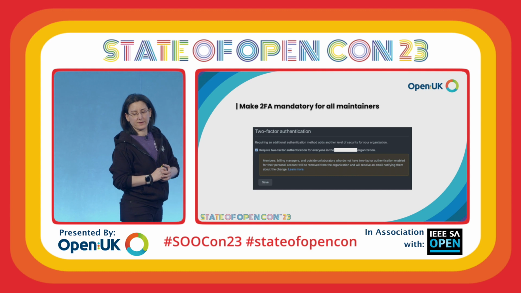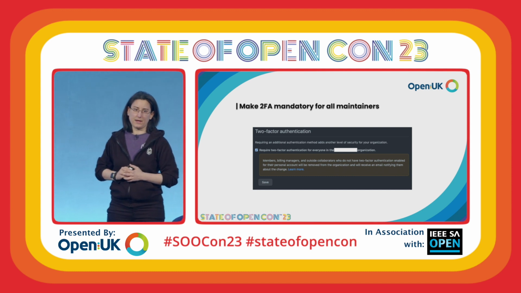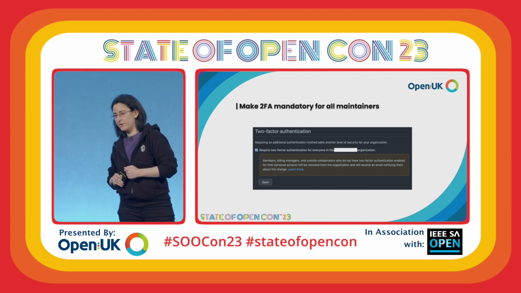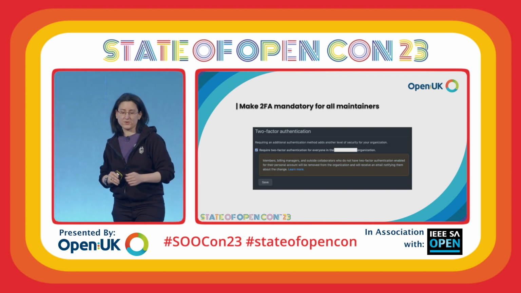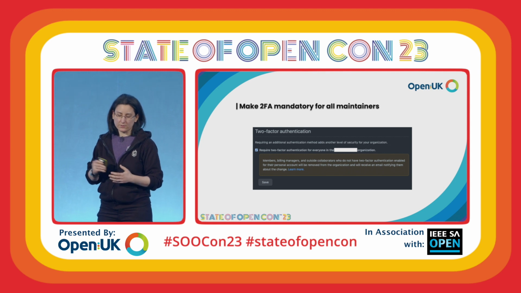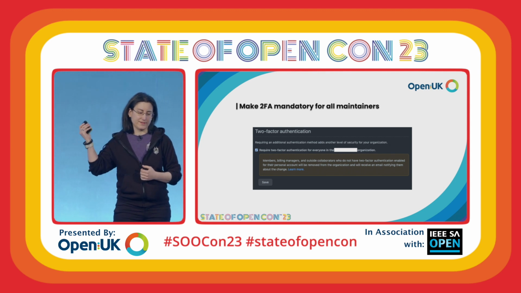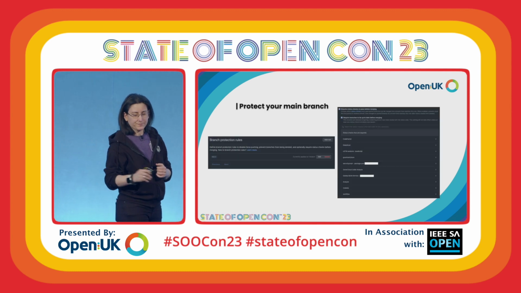Make 2FA mandatory for all maintainers and contributors. And also, if you don't do this, actually, by the end of 2023, GitHub will require all users who contribute code to enable one or more forms of two-factor authentication. This will be set up, enabled by default.